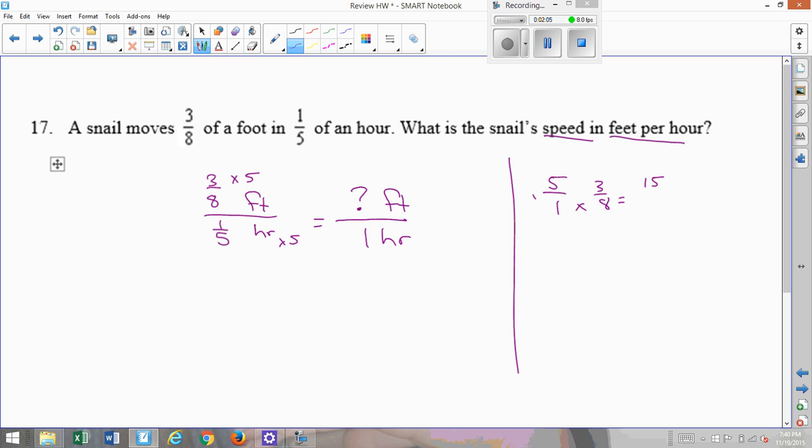get 15/8, which is 1 and 7/8. That's going to be your answer. So this would be 1 and 7/8 feet because we multiplied by 5.